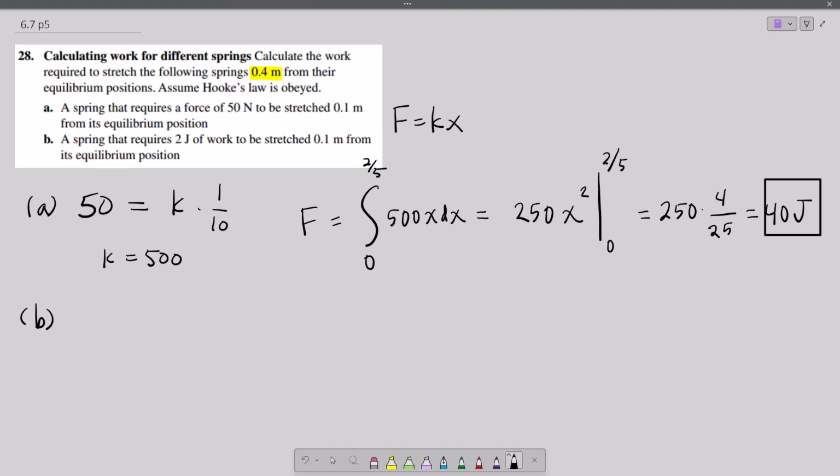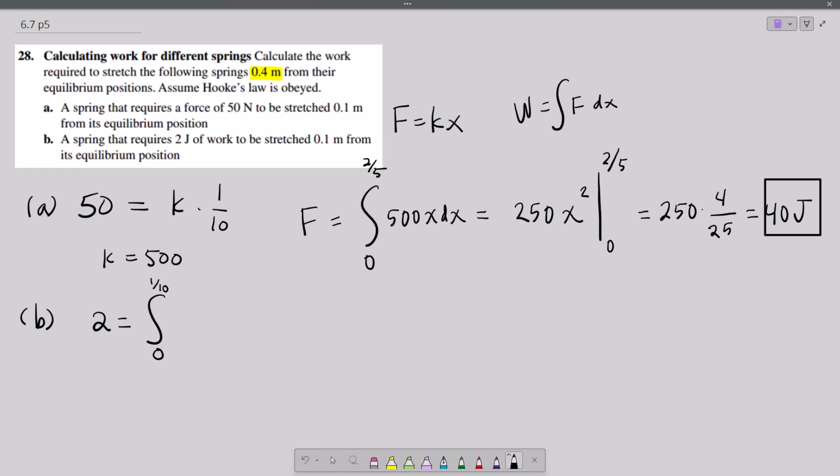Part B. So look at this. This is not giving us an F and an X. This says a spring that requires 2 joules of work. Well, remember that work is going to be the integral of force. So it's telling us that we're going to get 2 joules of work, so left side of that equation. So 2 joules of work to be stretched 1/10 of a meter from its equilibrium. So 1/10 of a meter, that means we're going to start at equilibrium and we're going to go to 1/10.